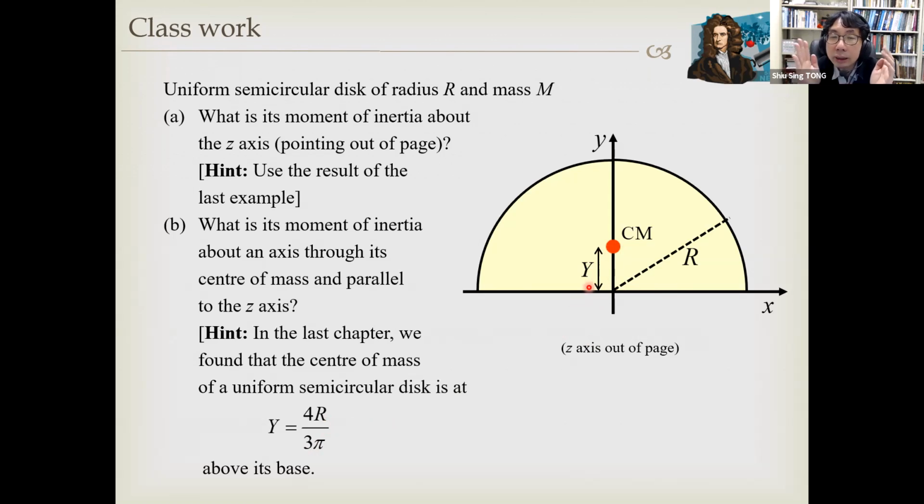Now, what we are going to find now is, if you have a semicircular disc of mass m and radius r, the first part is to find the moment of inertia about the z-axis. The z-axis is through the center of the semicircle, and it's perpendicular to the plane of the semicircle. So what is the moment of inertia about that axis? And then you are required to find the moment of inertia about an axis that passes through the center of mass and is perpendicular to the plane of the semicircle. So how would you do that? What is the answer for the first part first?